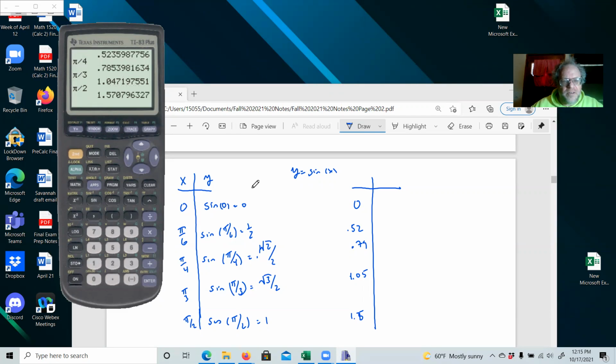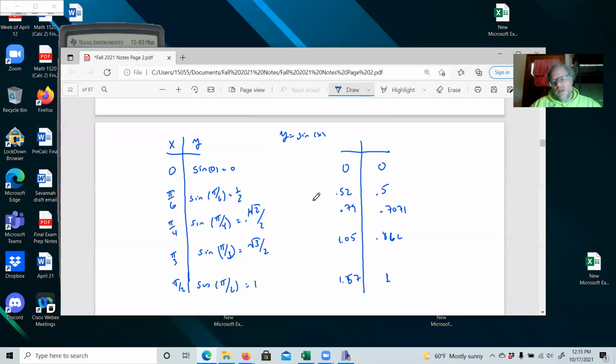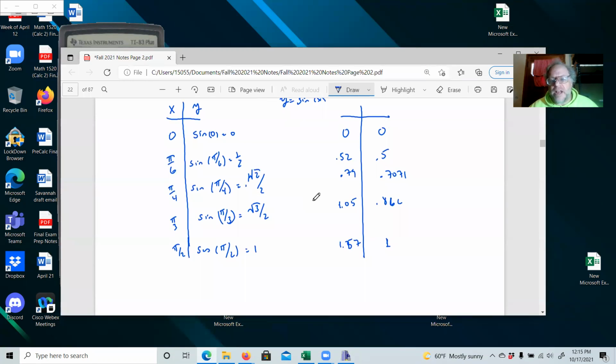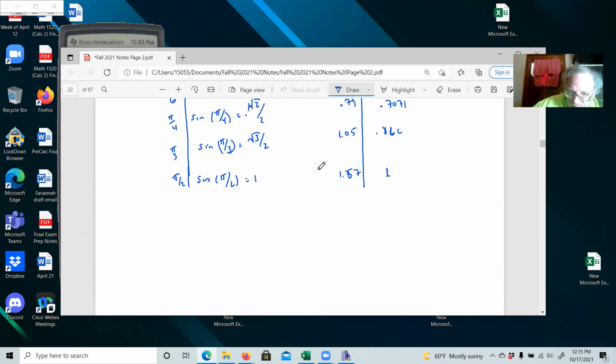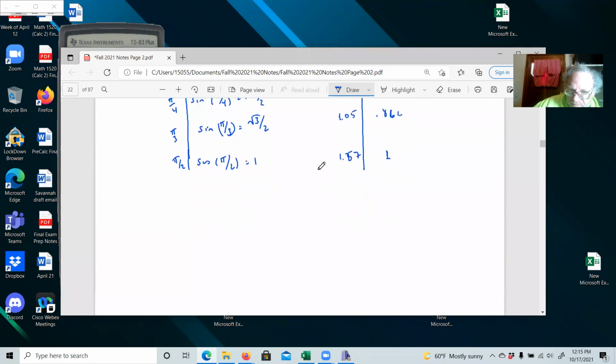I don't have it memorized, because that one never comes up. 1.57. Okay. And on the other side, we have a 0. Okay, we have 0.5. We have 0.7071. We have 0.866. And we have 1. So if I was going to make a graph here, we could look at our first quadrant, okay? But I'm going to keep going with this until we have a couple more values here.